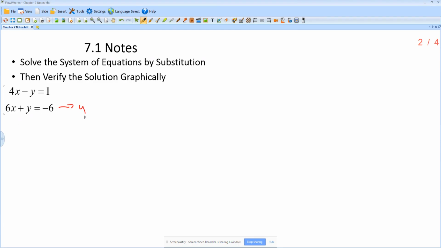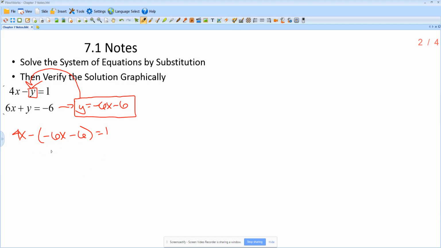And I'm going to say that this is y equals negative 6x minus 6. So right now I have solved for y. I don't have it numerically. I have it in terms of x. But what that allows me to do is now take this and replace y in the other equation with that. So I have 4x minus, what I know is that y is equal to negative 6x minus 6. So all I've done is replaced this little piece with negative 6x minus 6, and then equals 1.